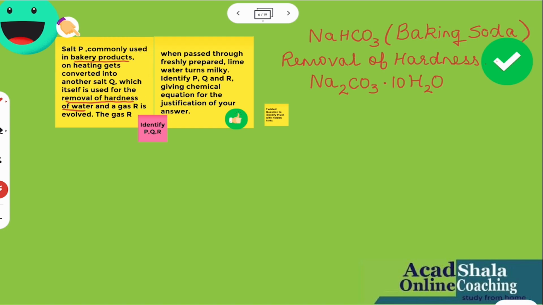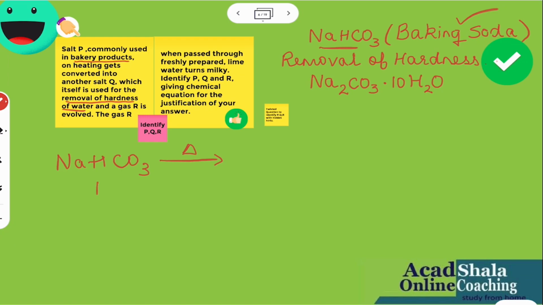Now, children, we will start the question which is asking for solutions. Look over here. Salt P, commonly used in bakery products. Now we know it. This is baking soda and the formula also we know. So we are going to write NaHCO3, and on heating means we will put a triangle over here, because this is the identification of heating, and it gets converted into another salt Q.